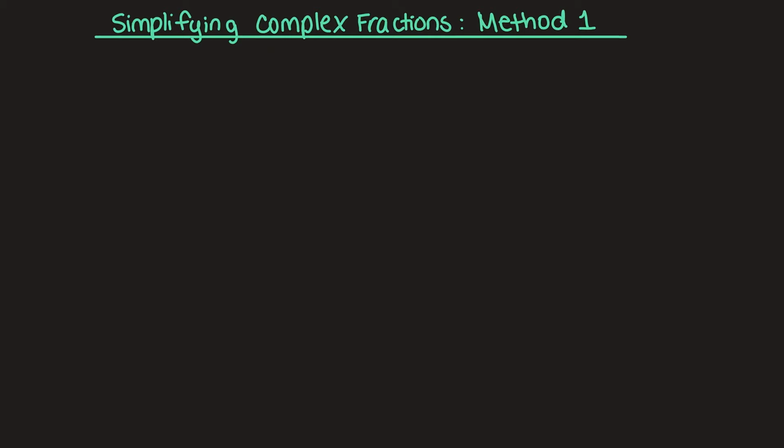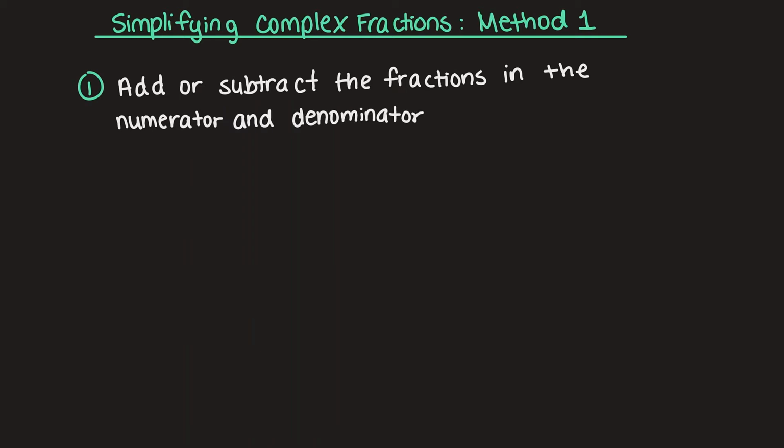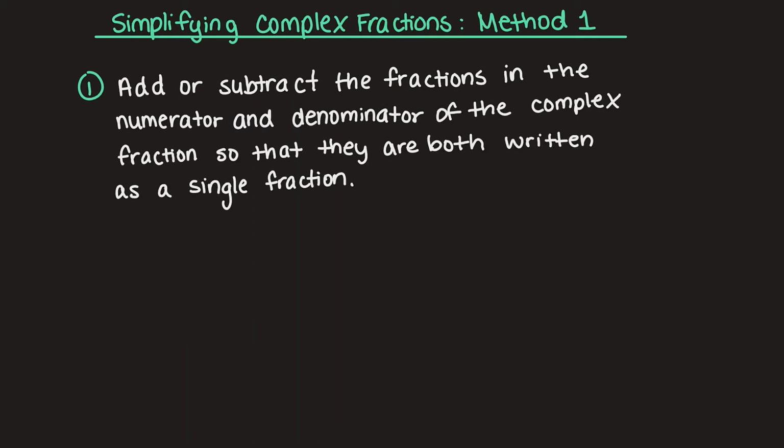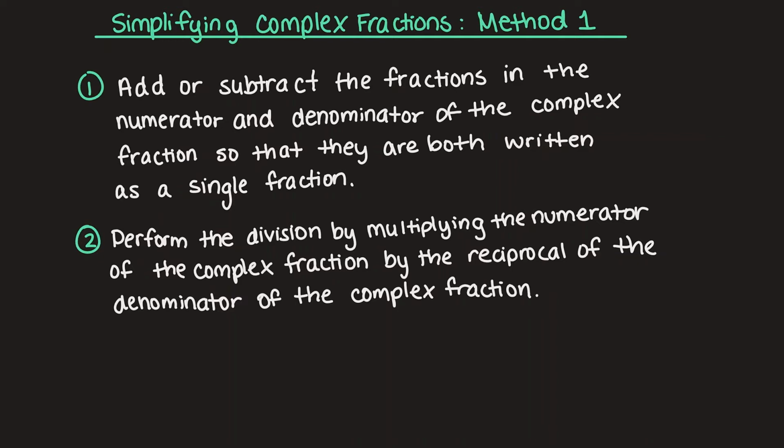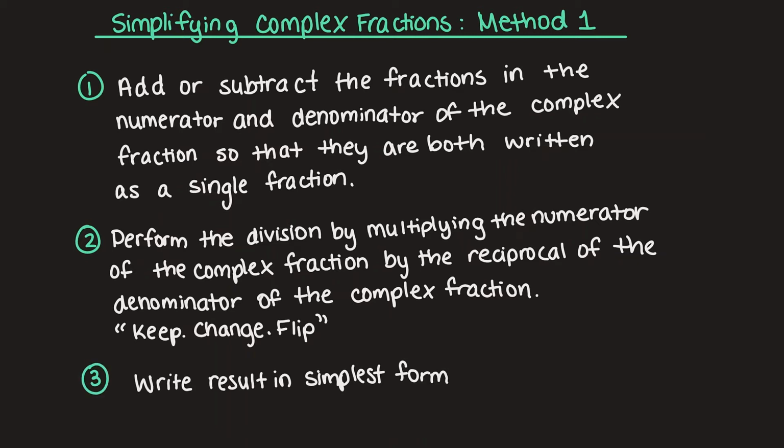For method 1, the first step is to add or subtract the fractions in the numerator and denominator of the complex fraction so that they are both written as a single fraction. The next step would be to perform the division by multiplying the numerator of the complex fraction by the reciprocal of the denominator of the complex fraction, which is just saying use the keep, change, flip method. And the last step would be to write the result in simplest form. So let's use this method on a few examples.